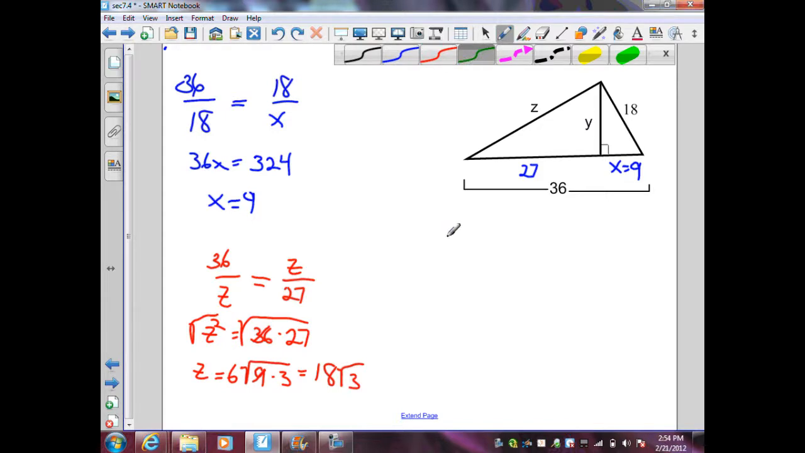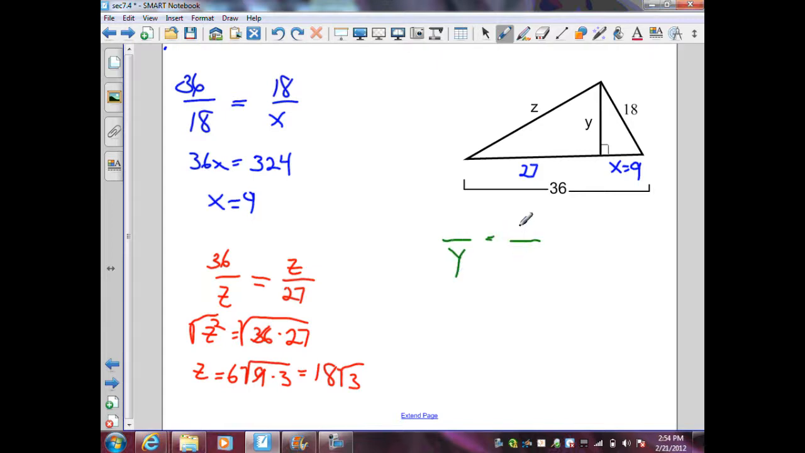Y is an altitude. And by corollary 1, the altitude is the geometric mean between the segments of the hypotenuse, which are 27 and 9. Then I use the cross product rule and get y squared. Again, I'm going to leave these two as factors, which is going to give me 9 times 27. Take the square root of both sides.